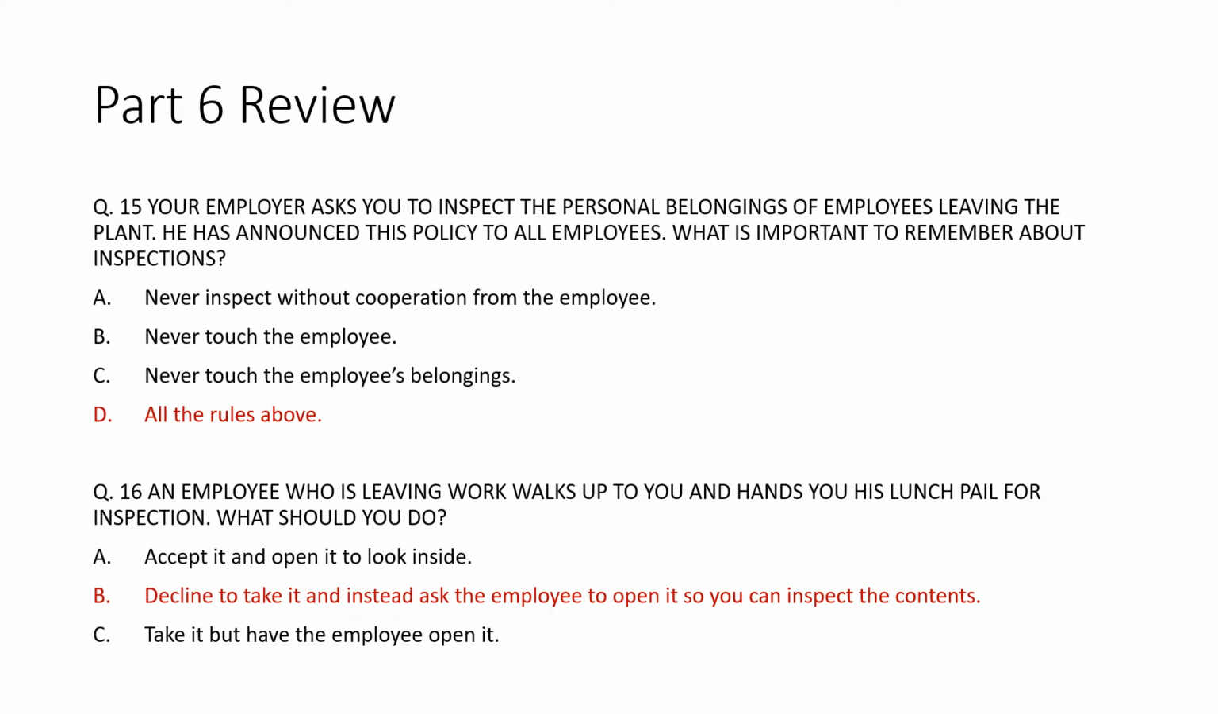Question 16. If somebody hands you their bag and wants you to inspect it, simply say, hey, look, can you hang on to that and open it for me? And then you will do a visual inspection.